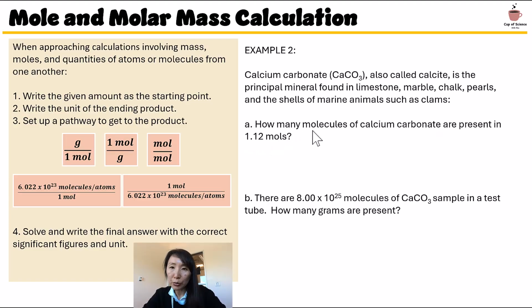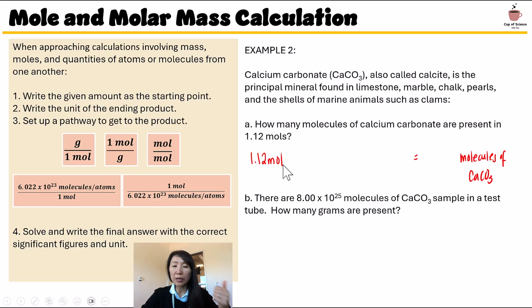So molecules. Let's start off by writing the given amount as a starting point, which would be 1.12 moles. Write the unit of the ending product. So my ending product is asking for the molecules of calcium carbonate. Okay, so here we have moles and then molecules.